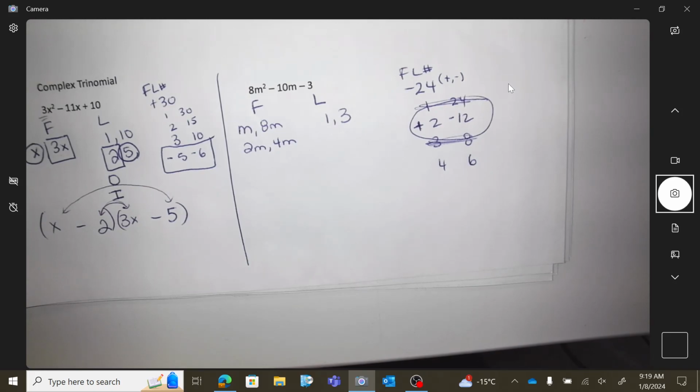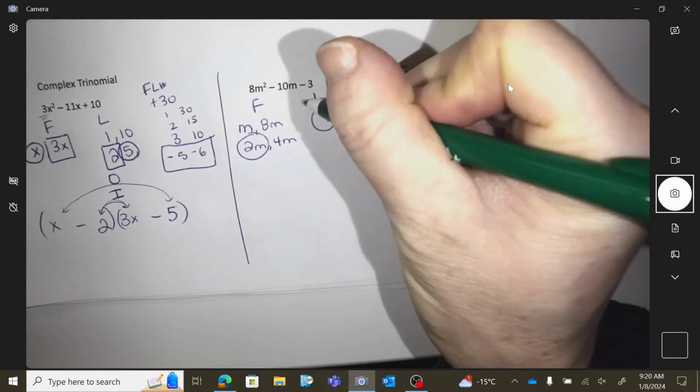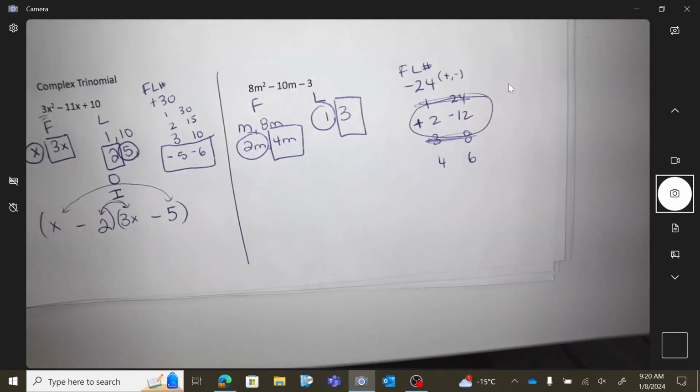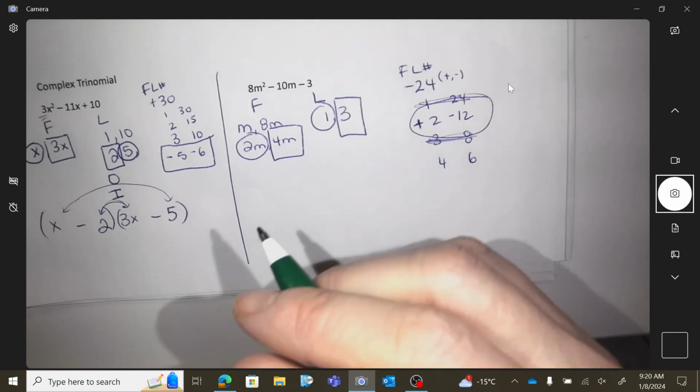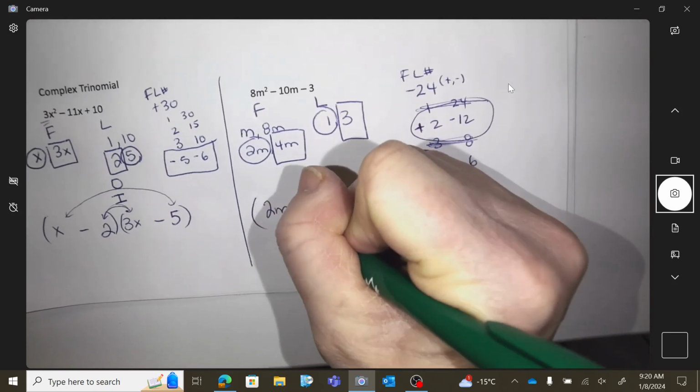So F has M and 8M as an option. It has 2M and 4M as an option. Okay, find your puzzle. You need some set to make a 2 and some set that makes a 12. Okay, 2, 12. Now it's about lining them up properly in your brackets.